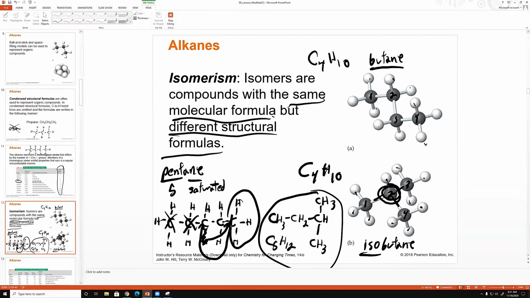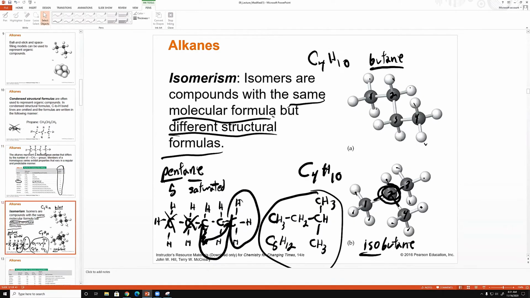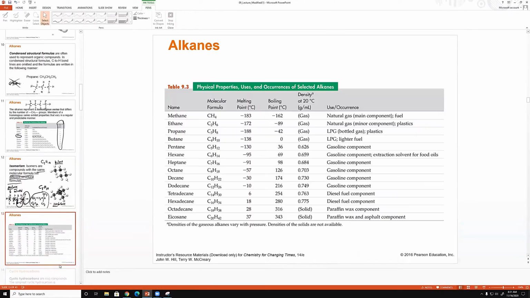Okay, any questions on that? Of how to draw the isomer. So I would expect you to do something similar of, let's say, pentane or hexane. It wouldn't be too difficult. I wouldn't give you decane and say draw all the isomers, because there's 75 of them. So that would be insane. No? All right, moving on.